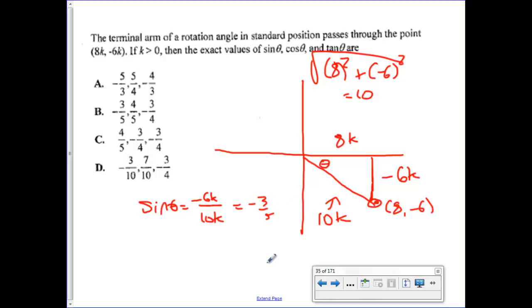No, you still have to add the k though? Well, but the k's cancel. Ooh!